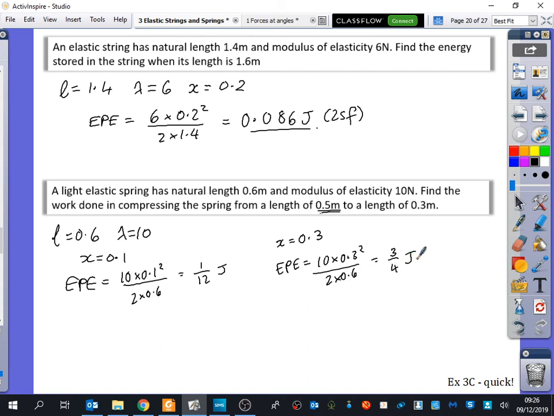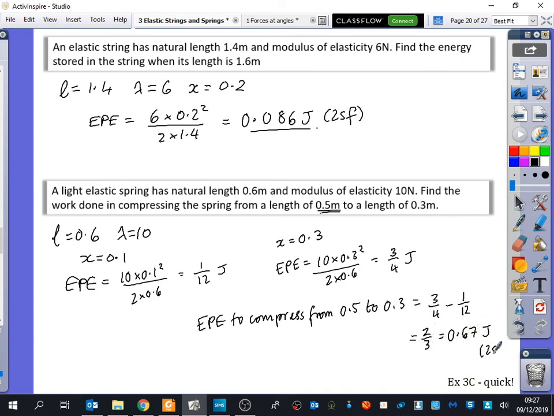So what do we need to do with those two values to find out how much energy was spent? Not average. We're going to do 3/4 minus a 12th. So the elastic potential energy to compress from 0.5 to 0.3 is equal to 3/4 minus a 12th, which is 2/3, or 0.67 joules to two significant figures.